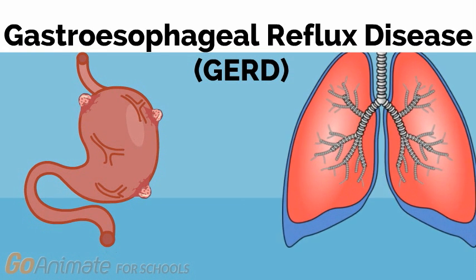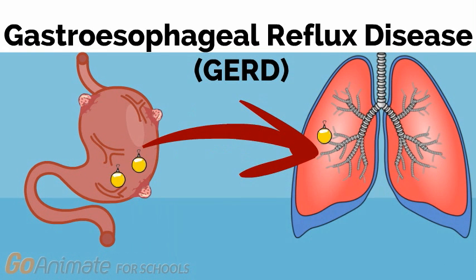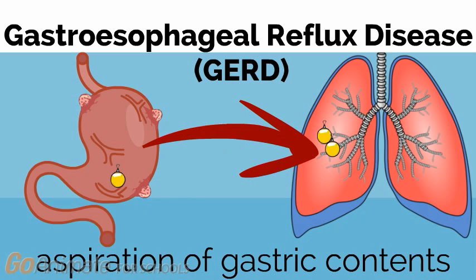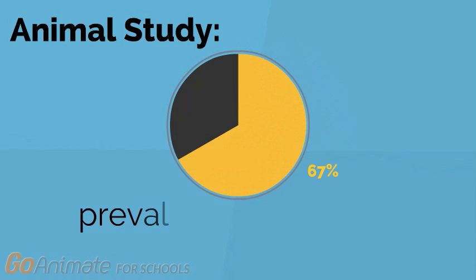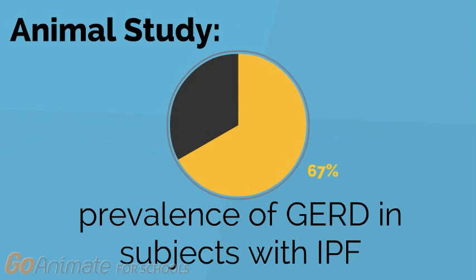Further evidence suggests that gastroesophageal reflux disease, GERD, is hypothesized to be linked to IPF. This disease causes chronic microaspiration of gastric contents, resulting in lung injury and pulmonary fibrosis. Various animal studies depicted a 67% or higher prevalence of GERD in subjects with IPF.